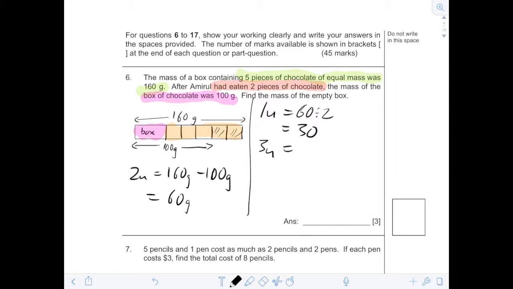So 3 units will be 30 times 3, you get 90. All you need to do is take the 100 grams minus the 90, and you get the mass of the box, which is 10. So the box should be 10 grams.